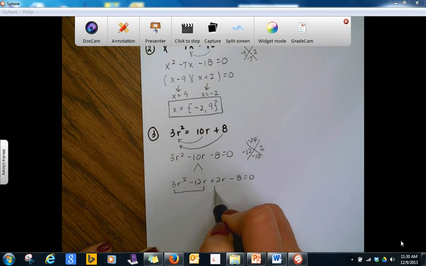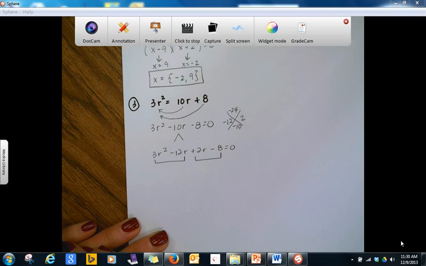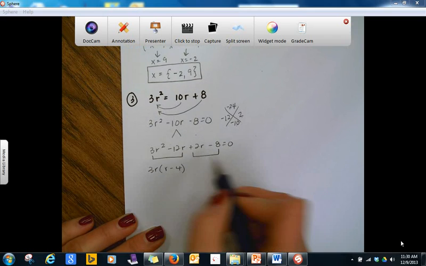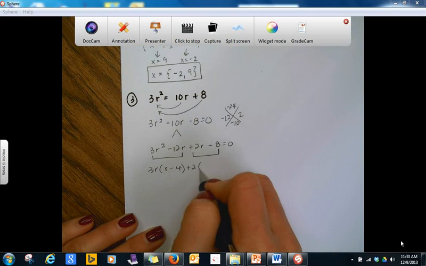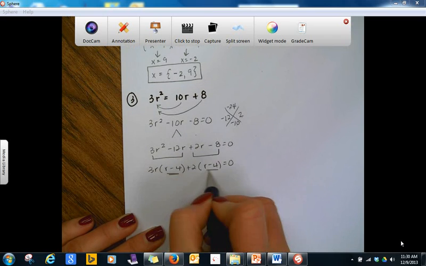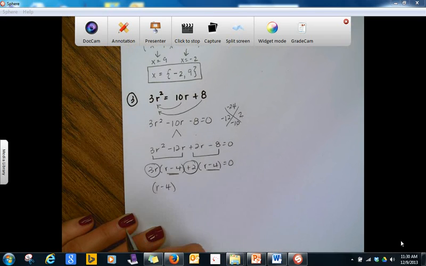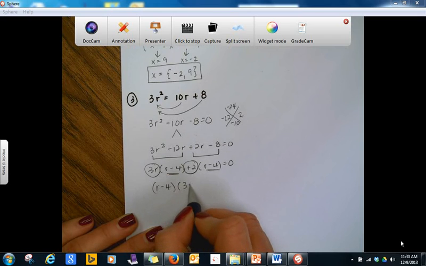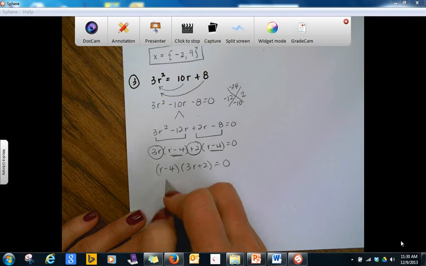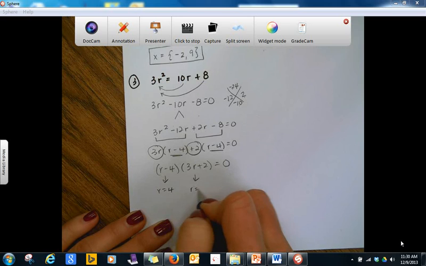And now I'm using my factor by grouping in order to continue factoring. GCF is 3r. I'm left with r minus 4. Here I can factor out a positive 2. Again, I'm left with r minus 4. This is my common factor. So I bring that down. Bring down the other numbers that aren't in parentheses, put it in parentheses. Those are my factors. Here, r is equal to 4, here, r is equal to negative 2/3.